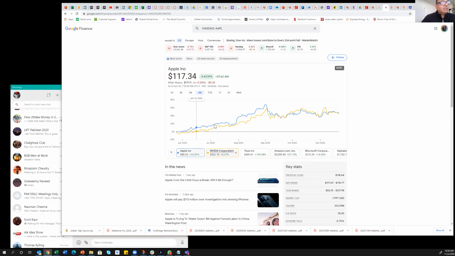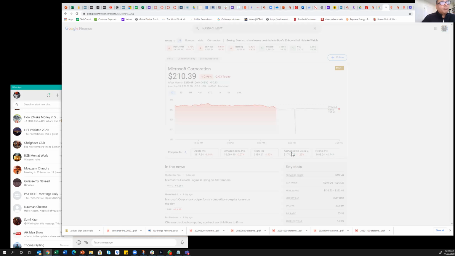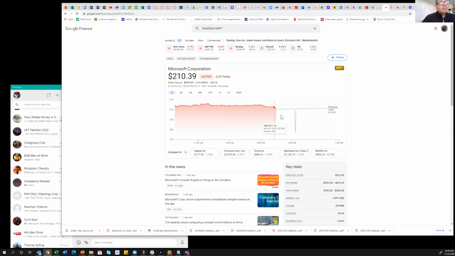So you can compare, for example, I'm comparing Apple with NVIDIA. NVIDIA is yellow, Apple is the other color. I can also put Tesla on the same chart. So I can play with it, look at how they compare with each other on each date. You can add Microsoft to the same thing, maybe even Amazon. So the point is, you can compare side by side and take things together.